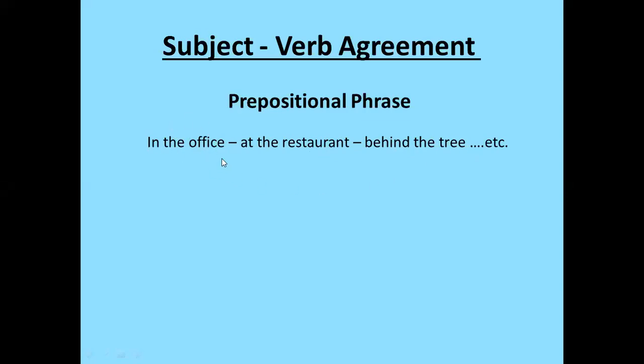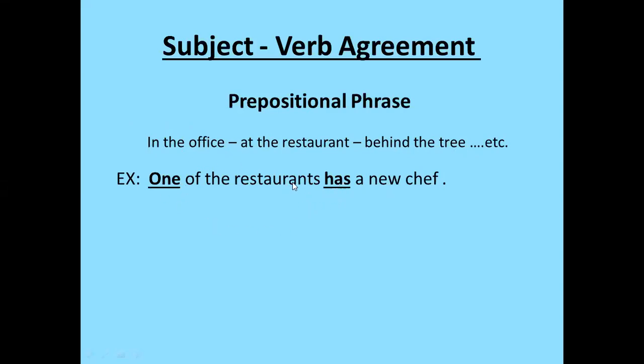So if this prepositional phrase is used in the sentence, we can't consider office or restaurant or tree as the subject of the sentence, as it's the object of the preposition. Example: one of the restaurants has a new chef. Of the restaurants here is a prepositional phrase. It comes between the subject and the verb.